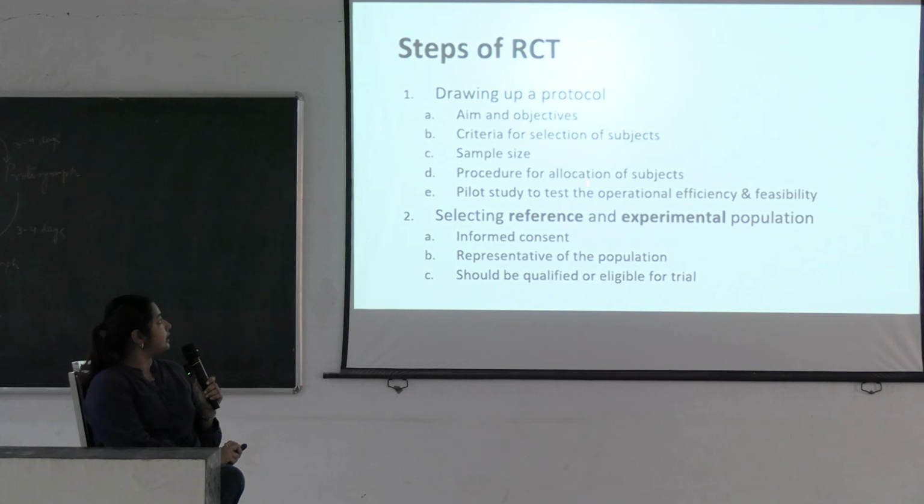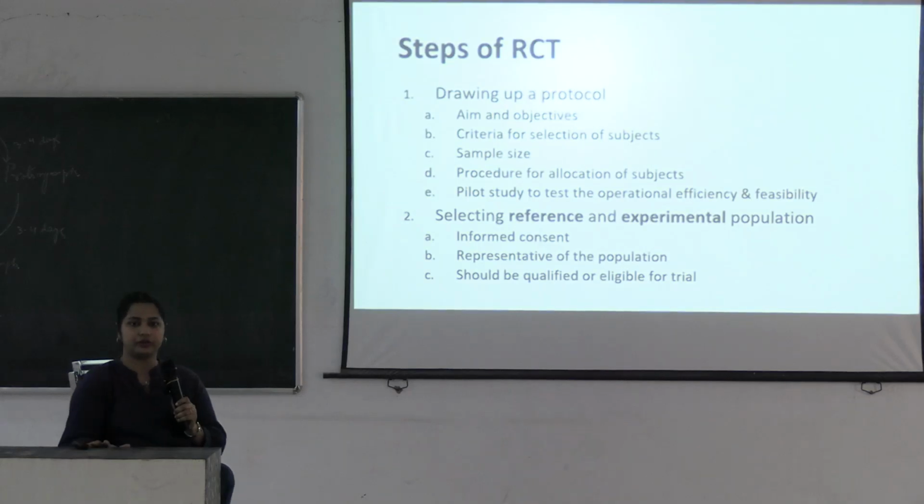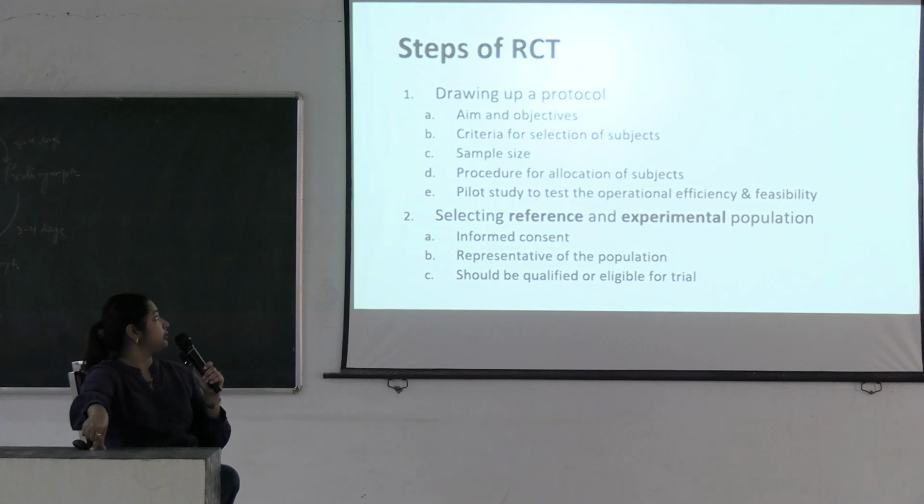Now, what are the steps of an RCT? Firstly, drawing up a protocol. At first, you have to make the protocol of the study and be very clear that what kind of study, what are the criteria you are setting in the study, because you have to abide by them very perfectly. Otherwise, there is a chance of introduction of error in your study. Okay, especially in RCT. You have to do the aim and the objectives of the study. What do you want to achieve in the study? You have to first specify that.